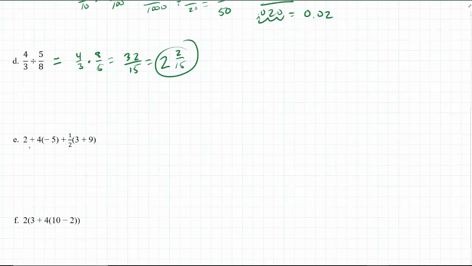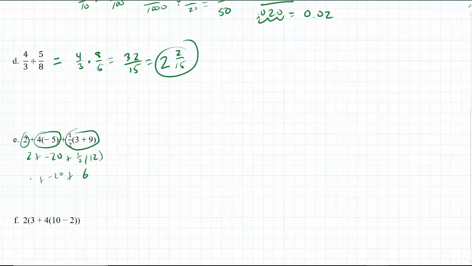Finally, just more order of operations. Again, there's the term here, here, and here. So this is 2 plus 4 times -5 is -20, plus, I'm just going to rewrite this whole thing, half times 12, which I know is 6. Okay, 2 plus 6 is 8, plus -20 is -12.